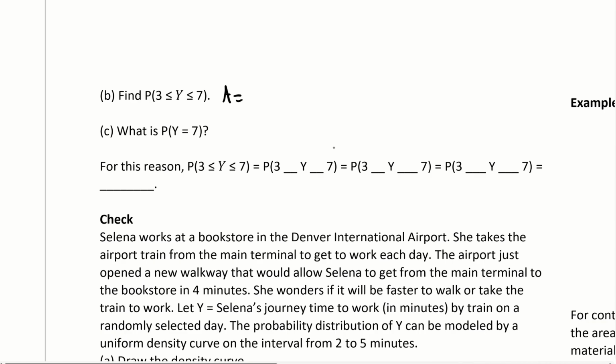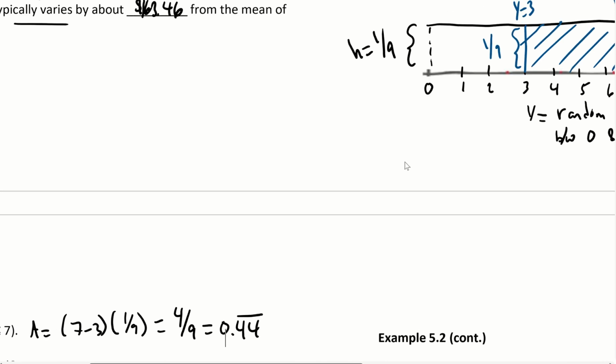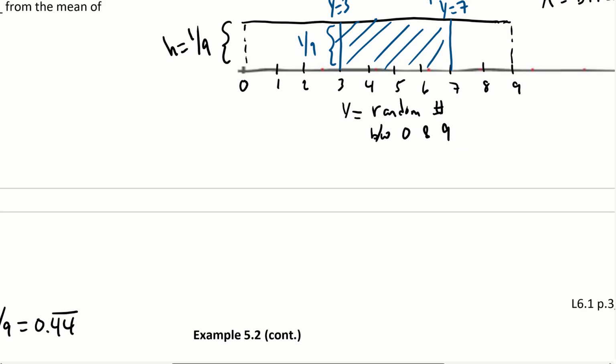All right, so the area, or the probability, is 7 minus 3 times the height of 1/9. So it's going to be 4/9, which is 0.44, going on forever. All right, so then what's the probability that y is equal to 7? Let's look at that. The probability that y is exactly 7. That means we're exactly here. But notice that if I'm exactly there, I can't be anywhere else. I have to just be there, right?